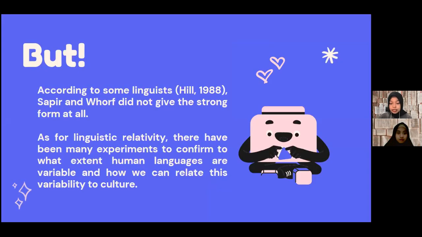But there is a contradictory statement: according to some linguists, stated from Hill 1988, Sapir and Whorf did not give the strong form at all. As for linguistic relativity, there have been many experiments to confirm to what extent human languages are variable and how we can relate this variability to culture.